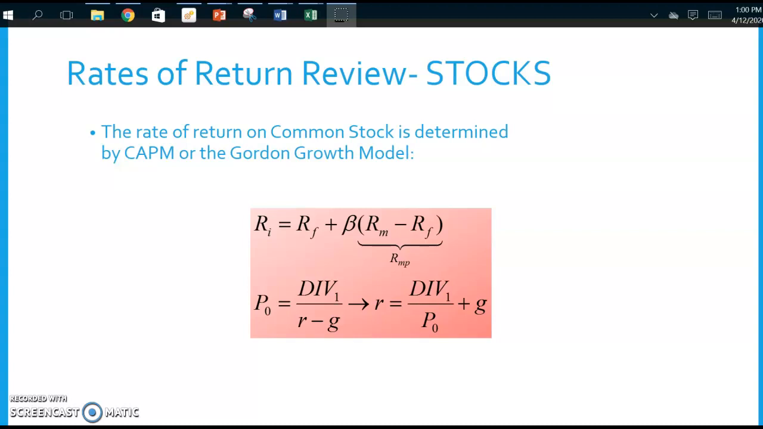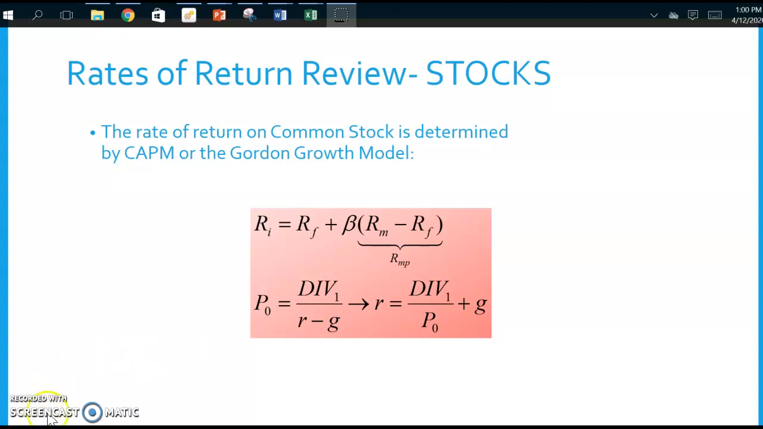Now, if you're not given that kind of information, if instead you're given particular information about the company, like its dividend and its current price and its growth rate, then we can use the dividend discount model to calculate the required rate of return on our stock. Either of these formulas can be used for the required rate of return that we enter into the WACC model. It's just a question of which type of information is given to us.